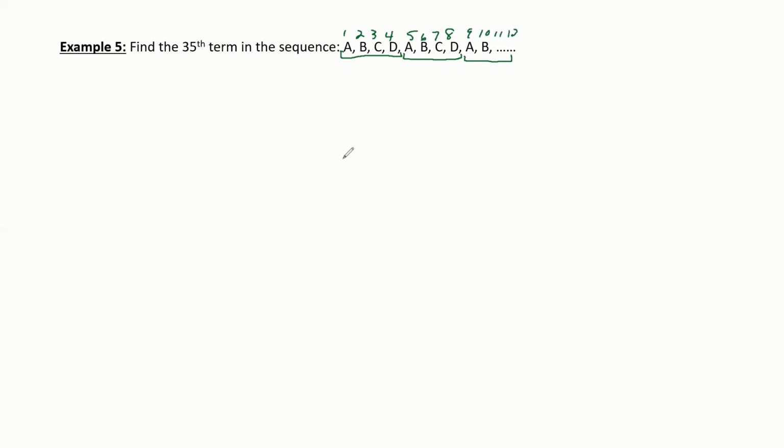So what happens as we get up to 35? Well, we don't want to count all the way. We just want to say, where does 35 fit in this group of numbers? Well, if we're bunching by 4s, we can take 35 and divide it by 4, and we get 8 with a remainder of 3.